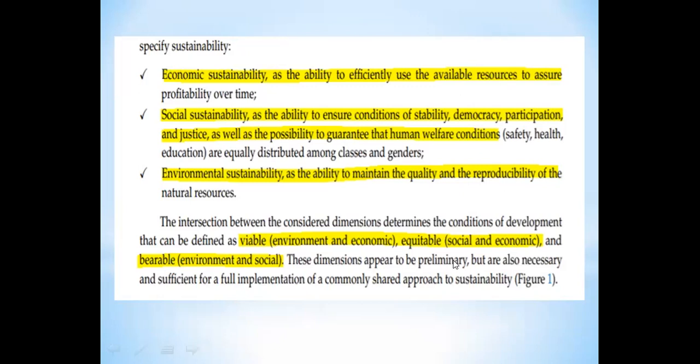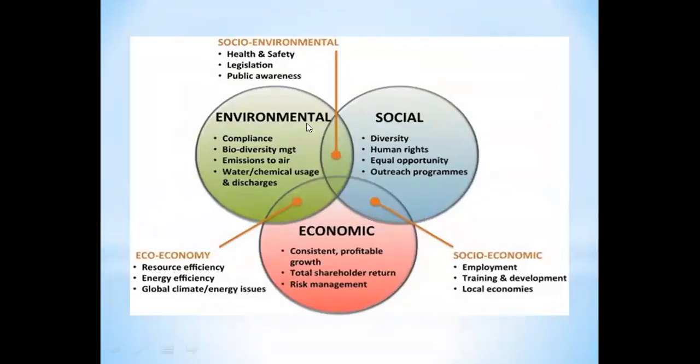These dimensions appear preliminary but are also necessary and sufficient for full implementation of a commonly shared approach to sustainability. These are the three pillars: social, which includes diversity, human rights, equal opportunities, outreach programs; environmental, which includes compliance, biodiversity, emissions to air, water, and chemical usage and discharge; and economic, which includes consistent and profitable growth, total shareholder return, and risk management.